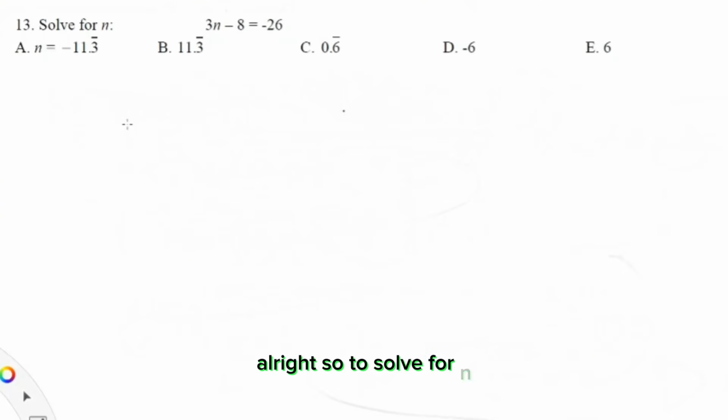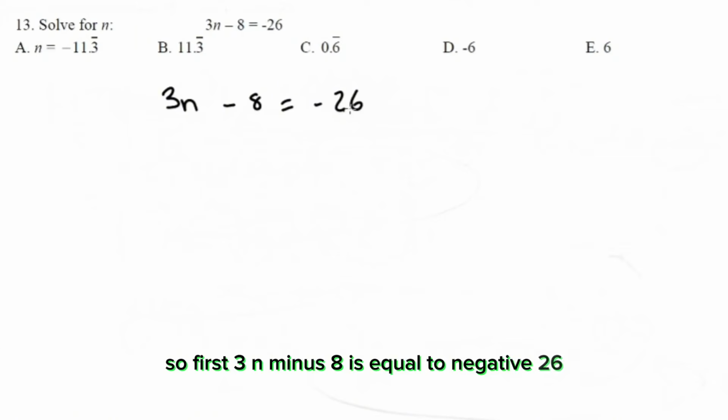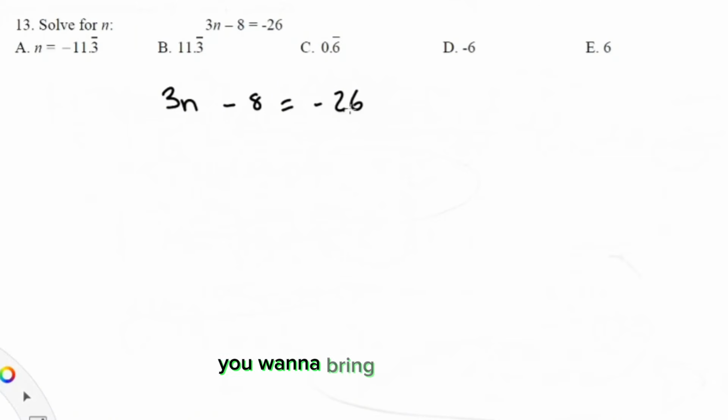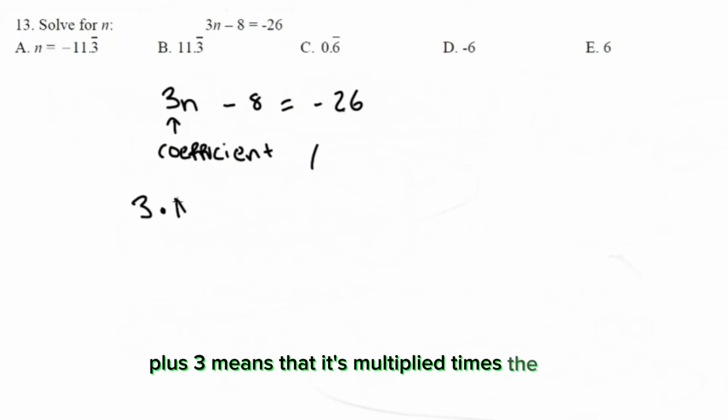Alright, so to solve for n, we have to equal n to something. So first, 3n minus 8 is equal to negative 26. How we would solve this is we want to bring the n by itself and take away this 3 in front of it. This 3 in front of it is called the coefficient. This 3 means that it's multiplied times the n.